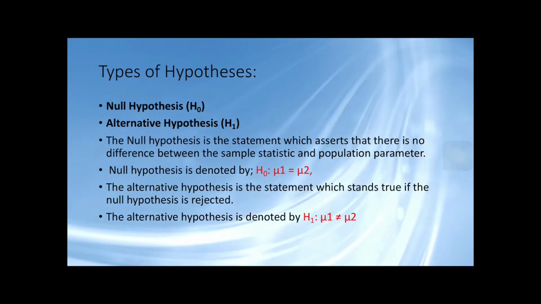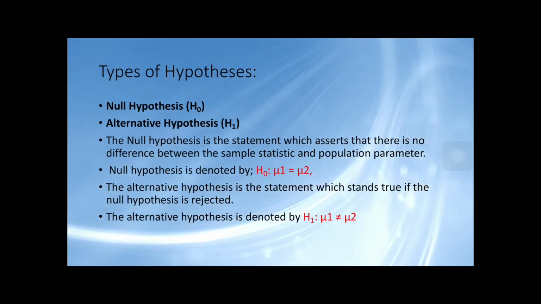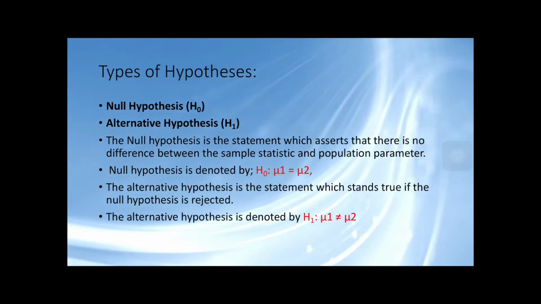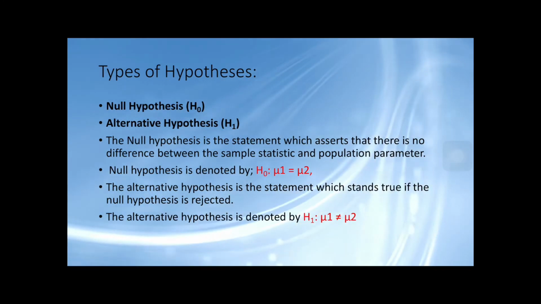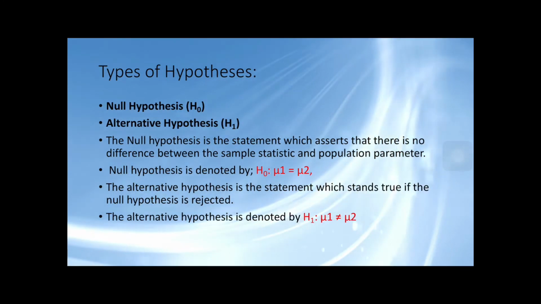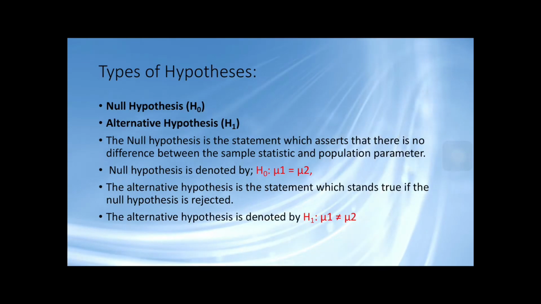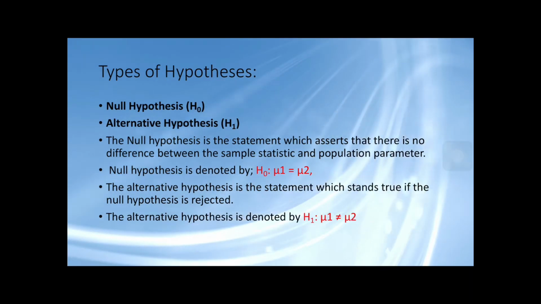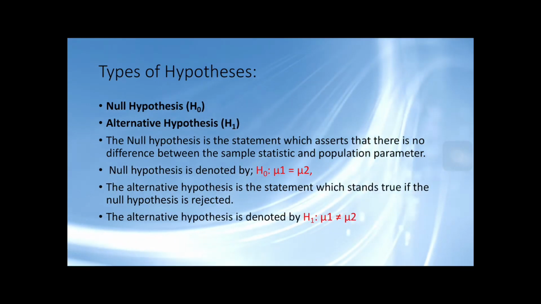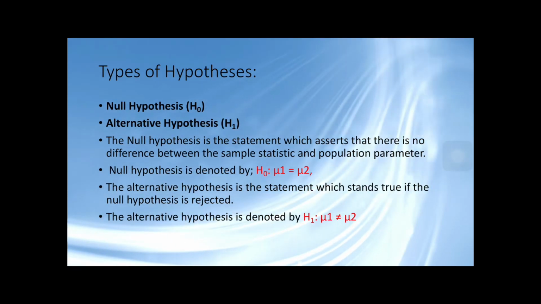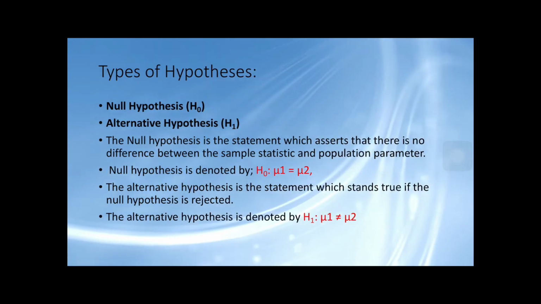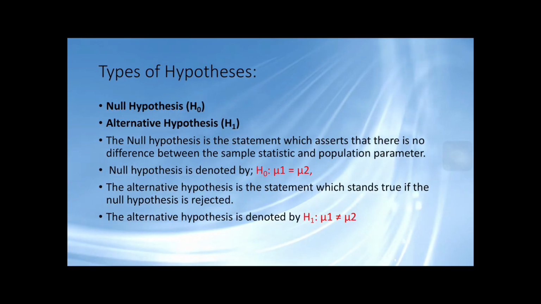On the other hand, the alternative hypothesis is the statement which stands true if the null hypothesis is rejected. The alternative hypothesis states that the independent variable did affect the dependent variable and the results are significant in terms of supporting the theory being investigated. It is denoted by H1 and which is given by mu1 is not equal to mu2. So these are the main two types of hypothesis.